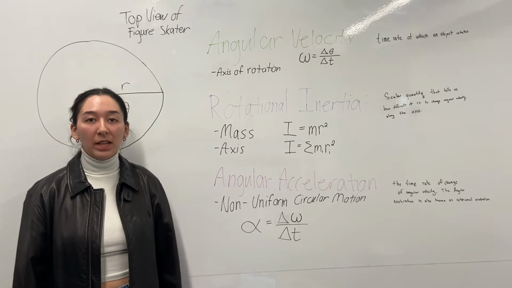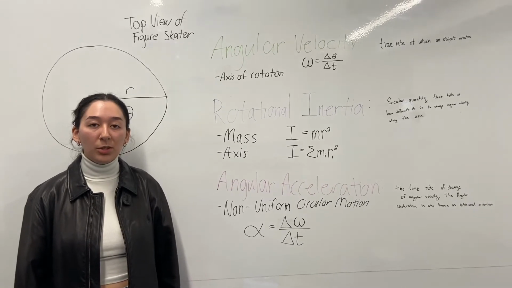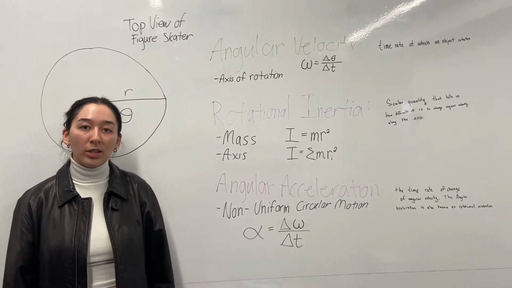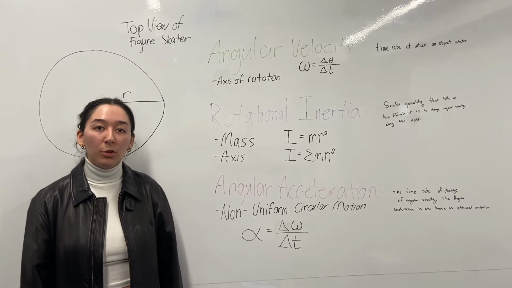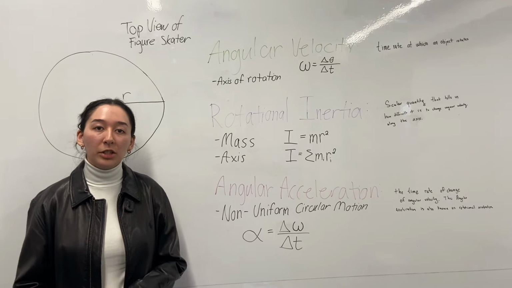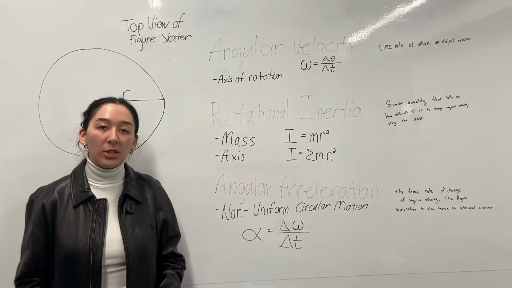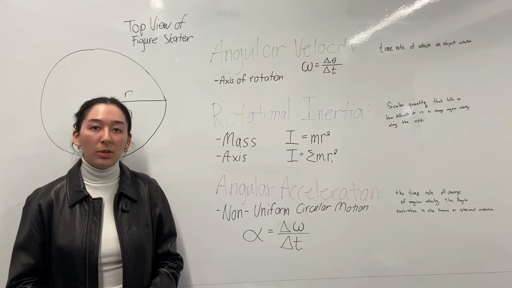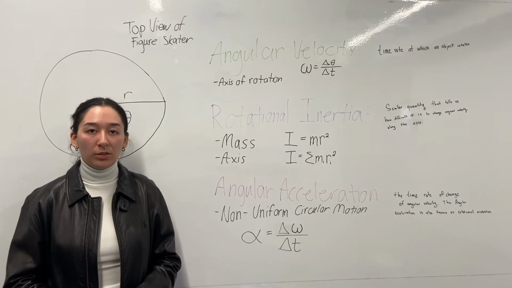Before we can understand the physics of a figure skater's spin, we must first understand fundamental concepts of rotational motion. We'll begin by first understanding axis of rotation. Try picturing a pole entering from the top of your head and exiting to the bottom of your feet. You spinning in a circle would be your axis of rotation.